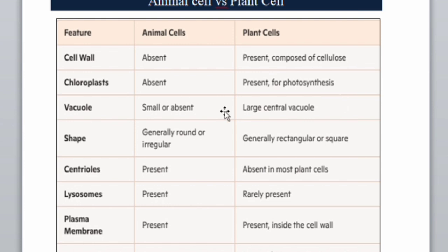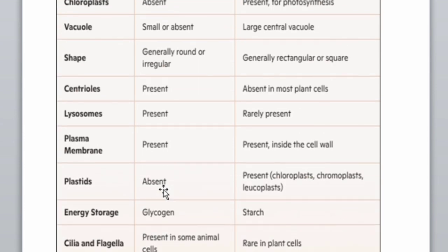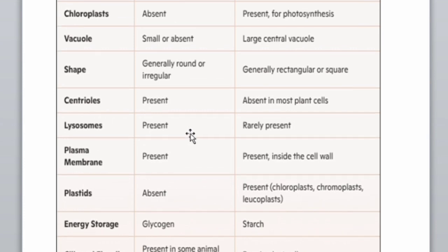Vacuole. Vacuoles in animal cells are small or absent, but in case of plant cells, the vacuoles are large and they push the nucleus to a side. Shape of cell in animal is round or irregular, but in case of plants, it is usually rectangular or square. Centrioles are present in animal cell, whereas in most cases it is absent in plants. Lysosomes are present in animal cell, whereas rarely present in plant cell.